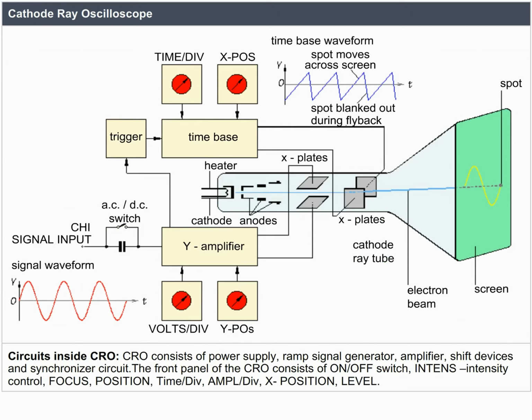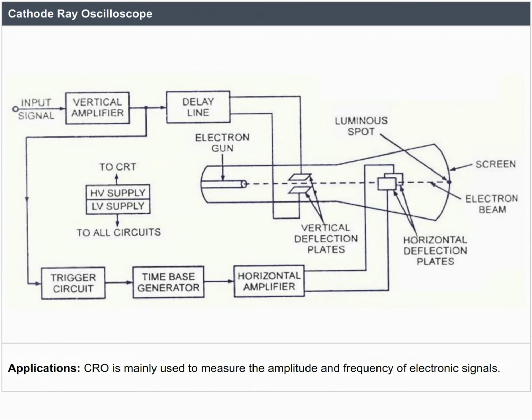Circuits inside CRO. CRO consists of power supply, ramp signal generator, amplifier, shift devices, and synchronizer circuit. The front panel of the CRO consists of on-off switch, intensity control, focus, position, time per division, amplitude per division, X position, level. Applications. CRO is mainly used to measure the amplitude and frequency of electronic signals.